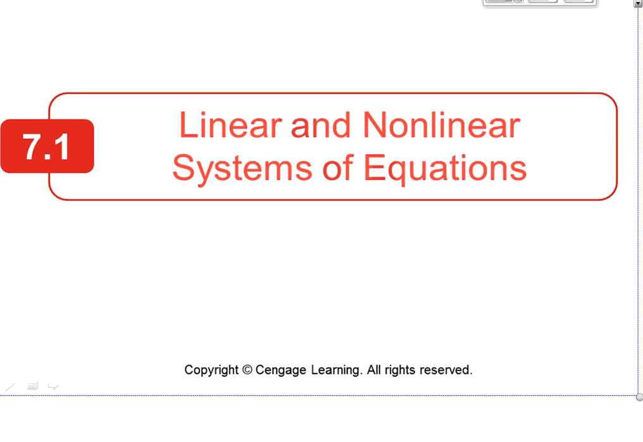Okay, this is notes for 7-1, linear and nonlinear systems of equations. We'll call this part 1. This is Tuesday 320. And you're going to find that for a lot of this, it's review of things that you've done before: graphing linear systems of equations to find points of intersection, using the elimination method, the substitution method.